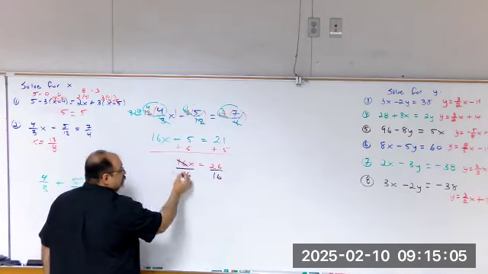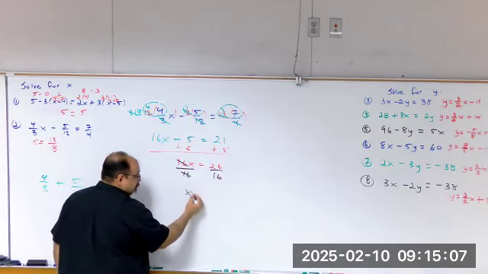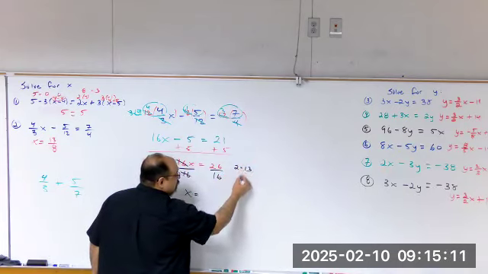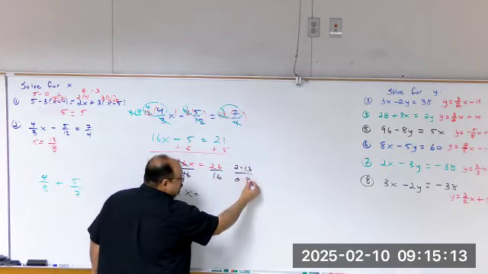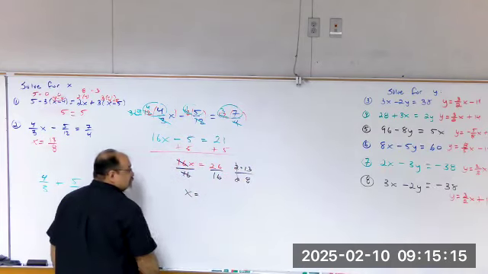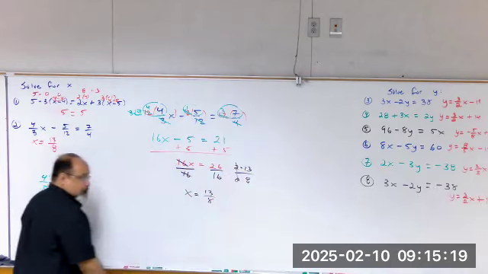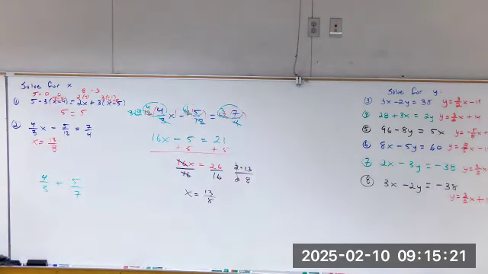Always reduce to lowest terms. This is 2 times 13, and this is 2 times 8. You can reduce 2 over 2, so the final answer is 13 over 8. No decimals. Unless the directions tell you decimals, leave your answer as a reduced fraction.